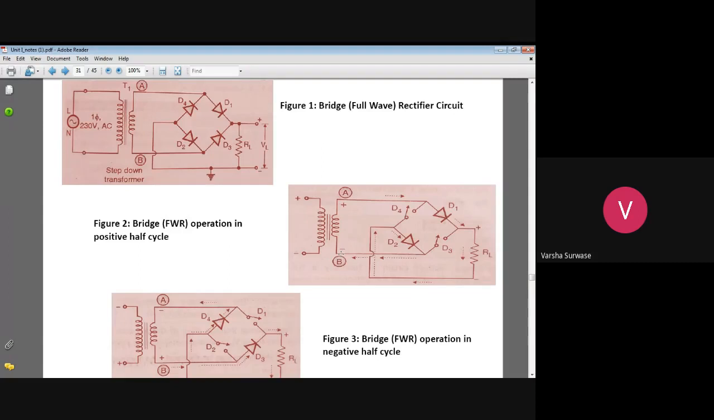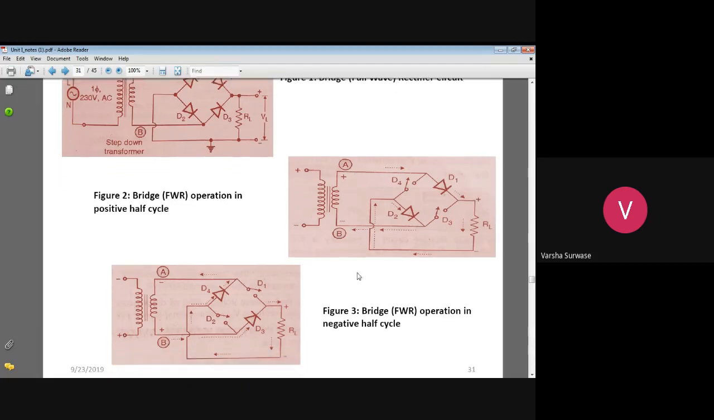So here you will get a closed loop of current direction. For this bridge rectifier, as A is positive with respect to B, at the output you will get the positive voltage. So here you can observe that for the first positive half cycle, diode D1 and diode D2 turn on.